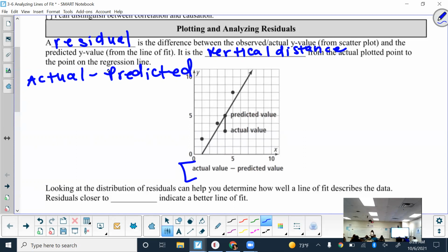I'm more of a science brain, so we do these a lot. The way I think of it, actual is the actual data you collected that you saw with your own eyes. So that would be from your scatter plot, or data table. And your predicted is from your line of fit.